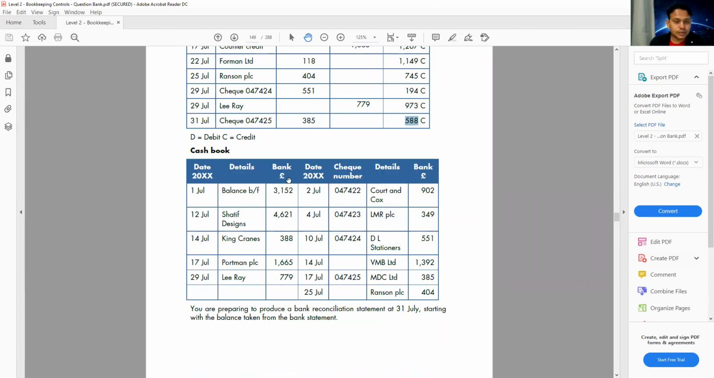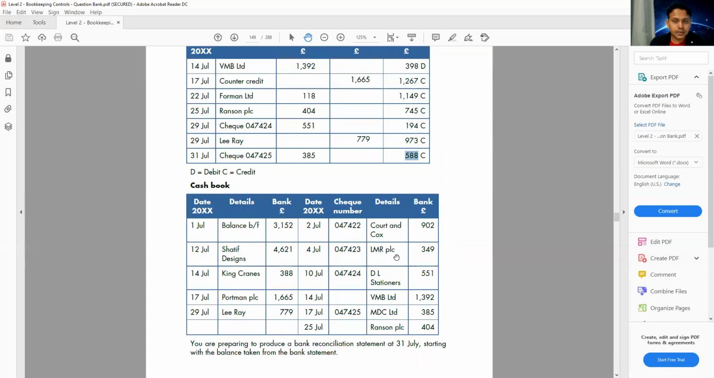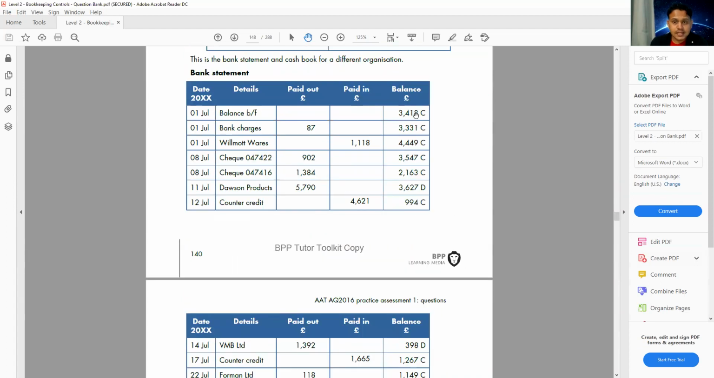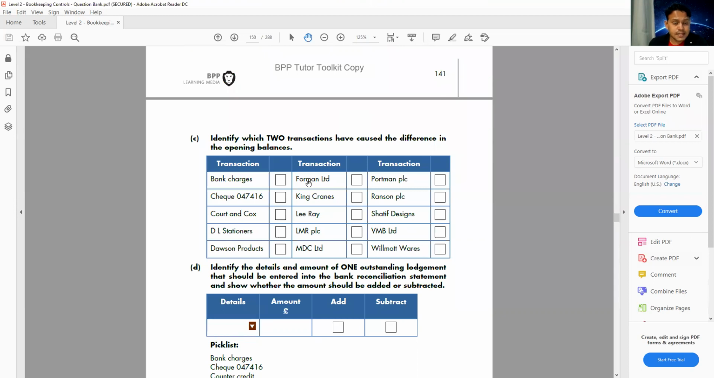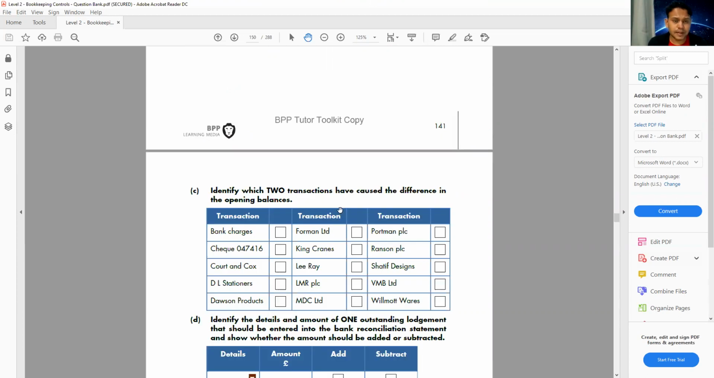On our cash book, we have a debit side and the credit side. We can see there is a difference on the opening balance. That one is 3152 and that one is 3418. So there is a difference on the opening balance. Let's read the question. The question is asking, identify which two transactions have caused the difference in the opening balance. They're asking, what is the reason for the difference?